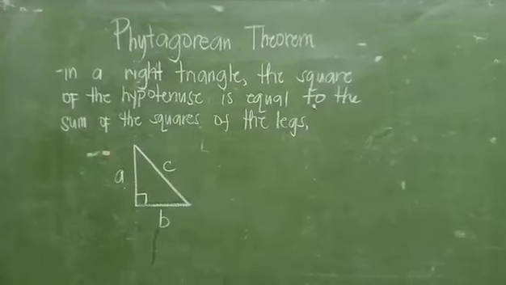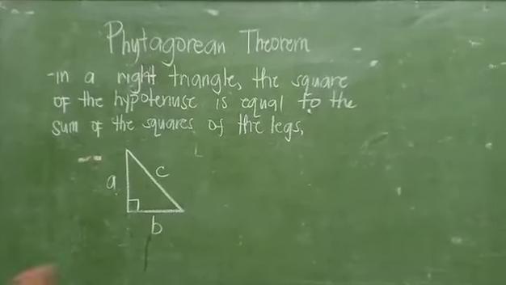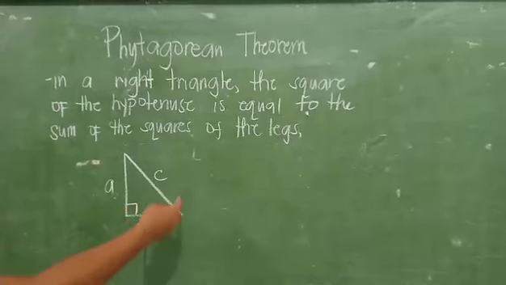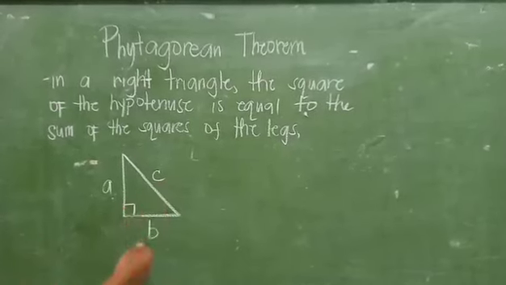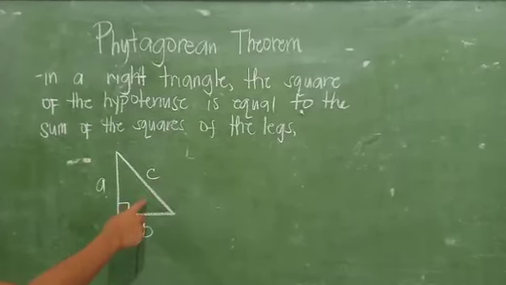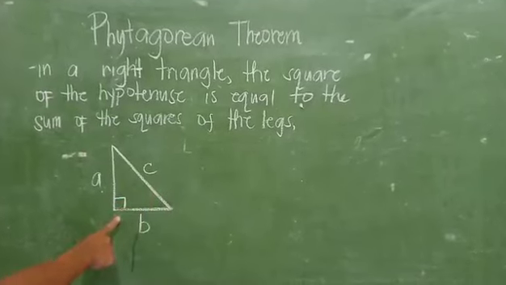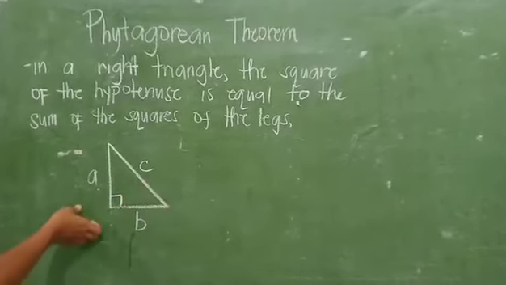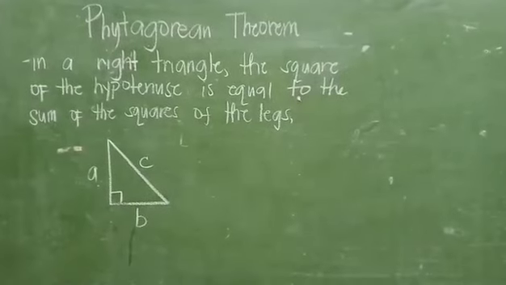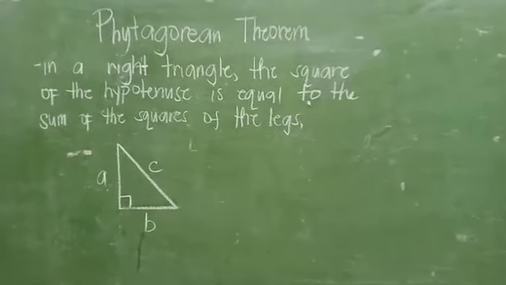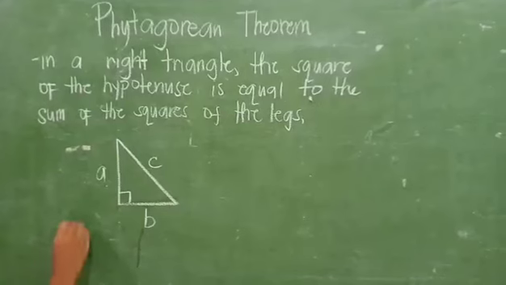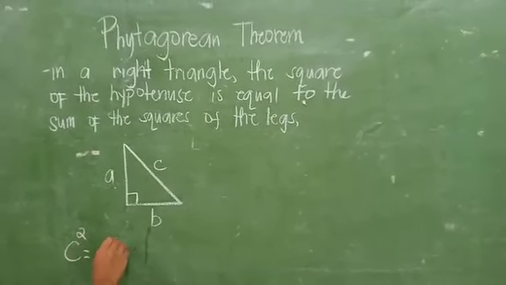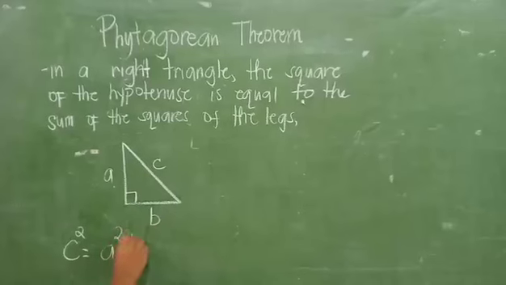For you to better understand the statement, in this figure, the hypotenuse, which is denoted by C, we all know that the hypotenuse is the side opposite to the right angle. It is denoted by C, and the legs are A and B. It is said that the square of the hypotenuse, C squared, is equal to the sum of the squares of the legs, which is A squared plus B squared.